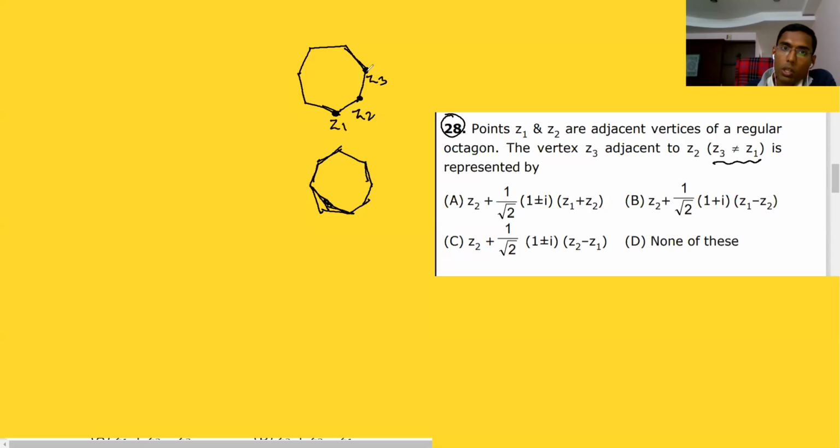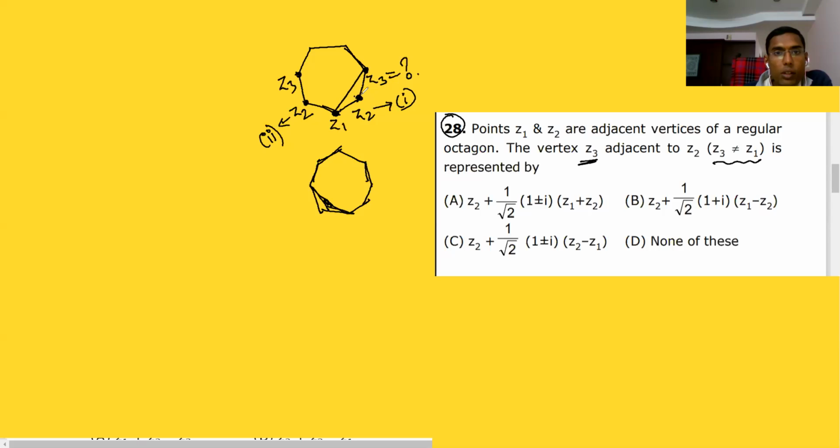Now how do you represent this z3 is the question. So here what I am saying is z2 can be either here or here also. If z2 is here, then z3 will be here. That is case 1. Z2 can be here also, that's case 2. Then how do you represent z3? You have to express z3 in terms of z1, z2.